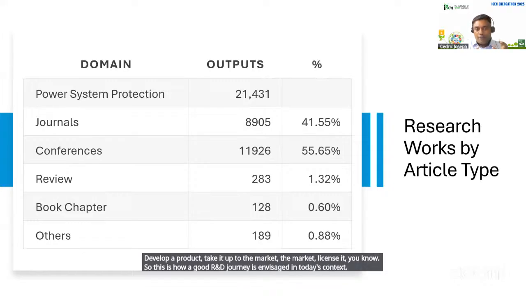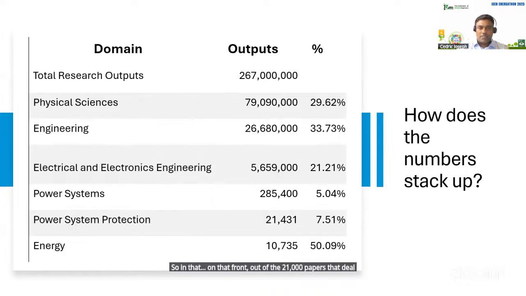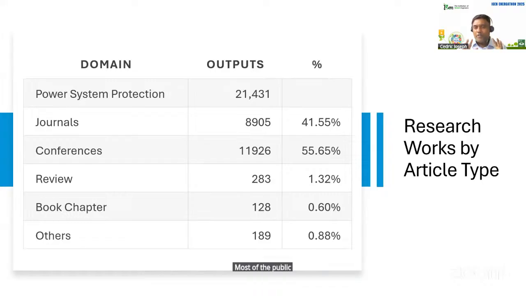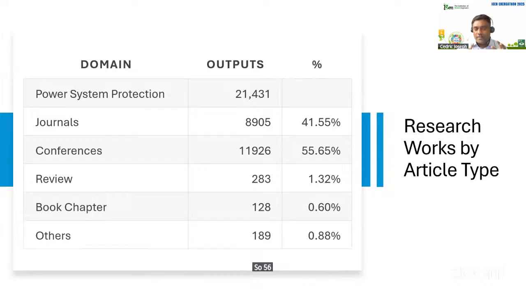So on that front, out of the 21,431 papers that deal with power system protection, most of the publications, 55%, are in conferences. Now, Dr. Dinesh was explaining to me how the best place to meet enthusiasts related to power system protection is some key conferences across the globe, and I think that is the route from where research publications come out. So 56% go to conferences.